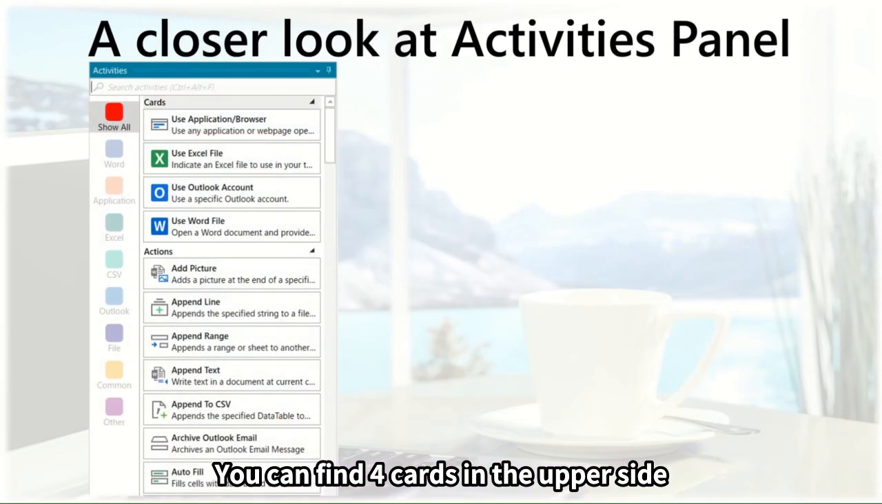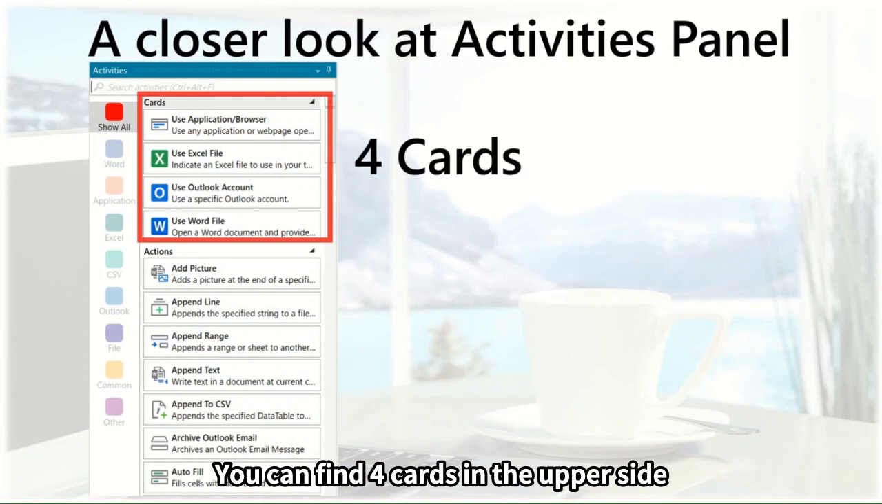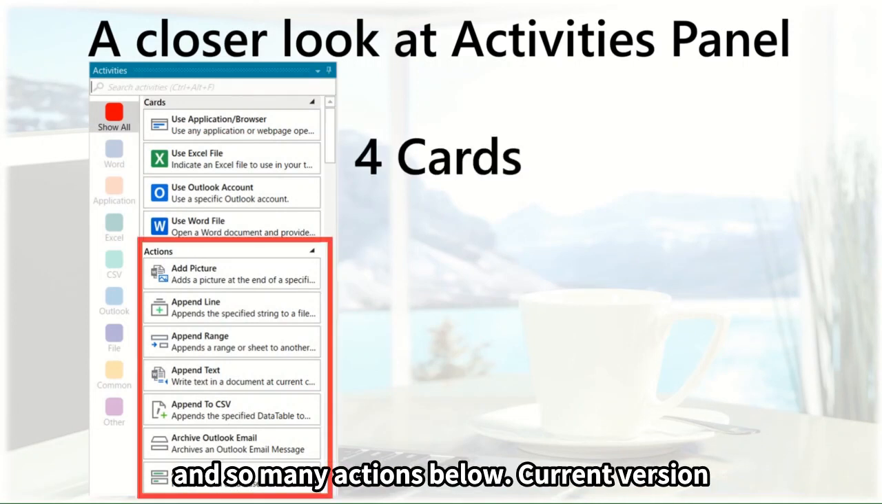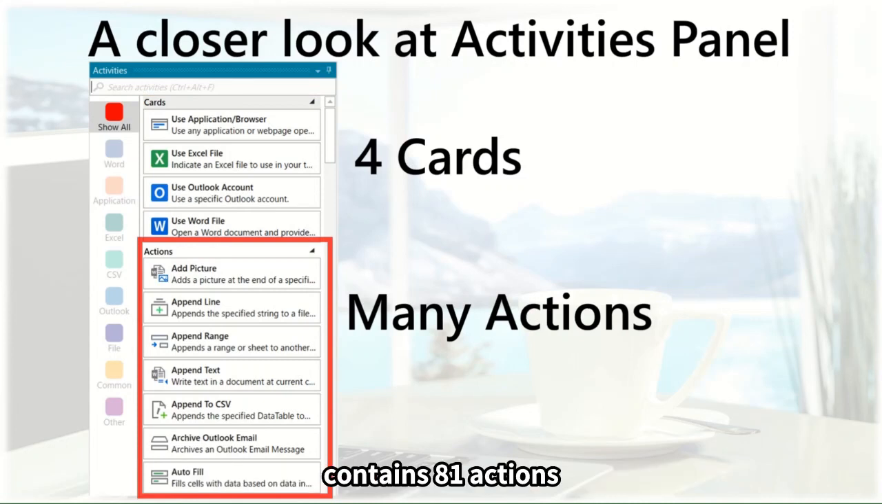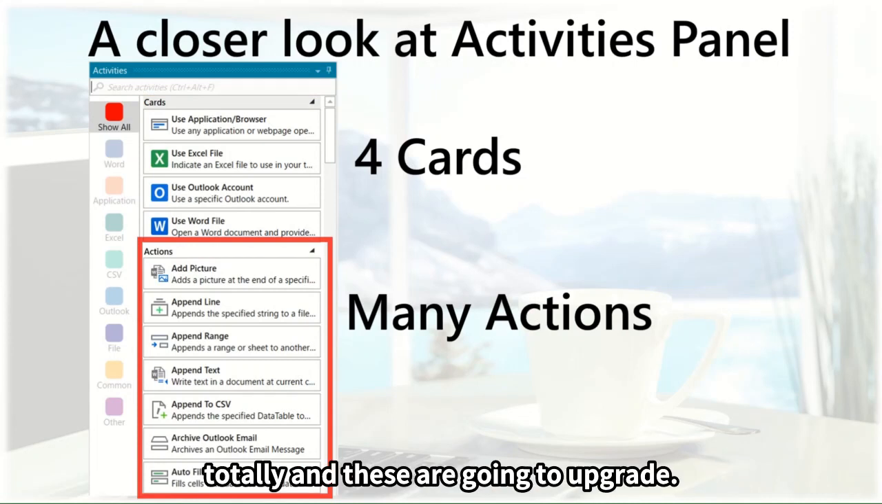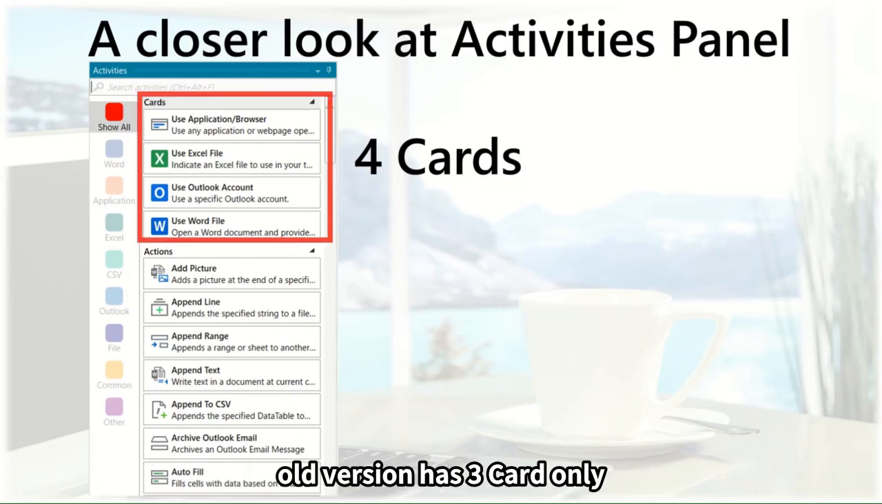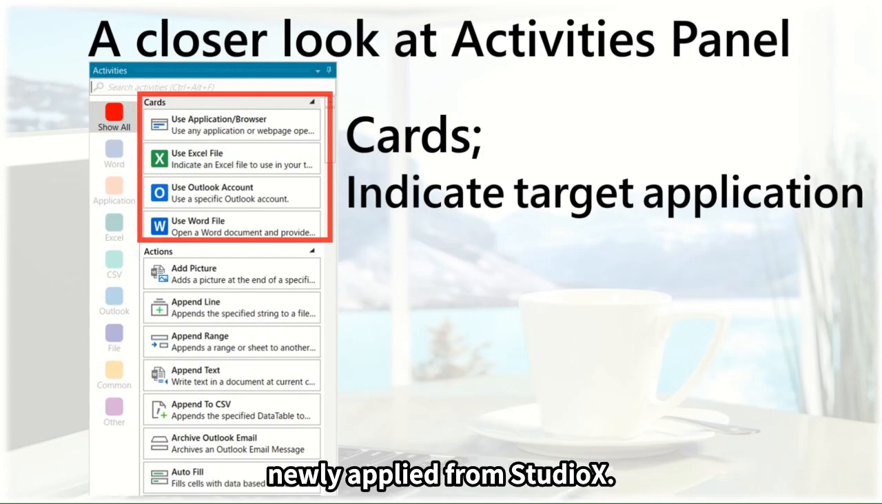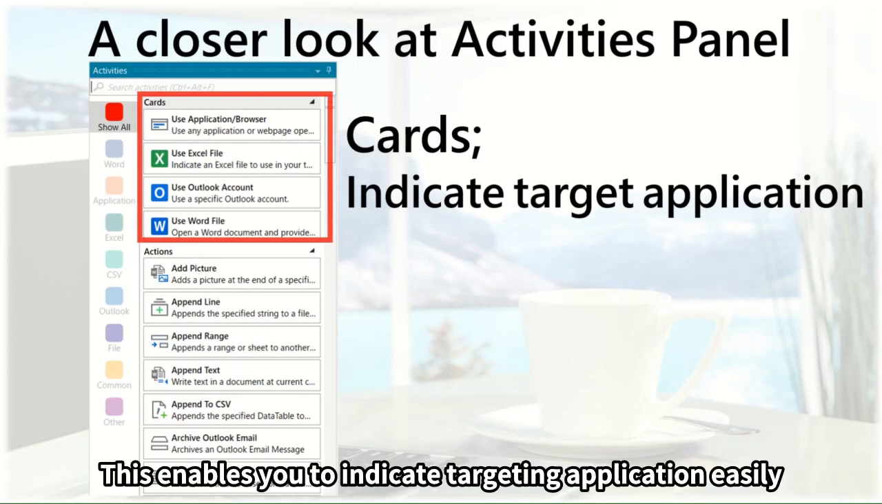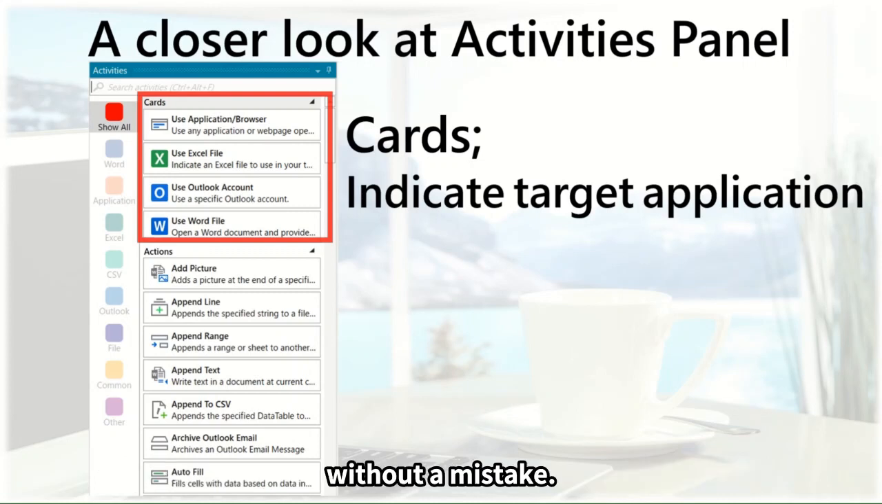You can find 4 cards in the upper side and so many actions below. The current version contains 81 actions in total, and these are going to be upgraded. By the way, the old version had 3 cards only, but the Word file card is added from this version. Card is a concept newly applied from StudioX. This enables you to indicate the target application easily without a mistake.